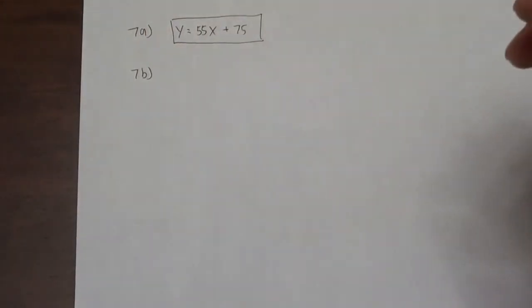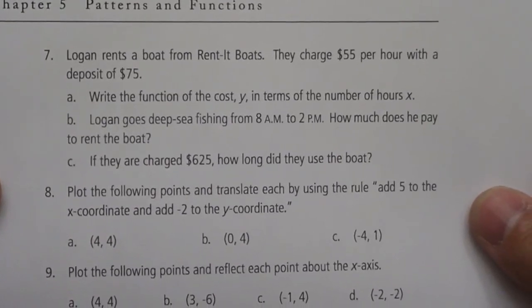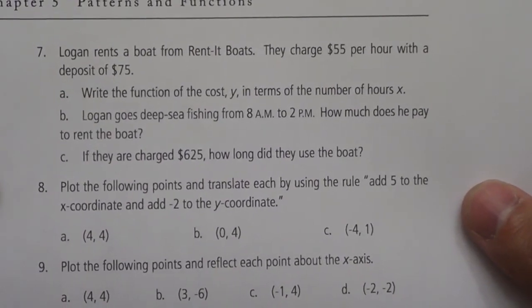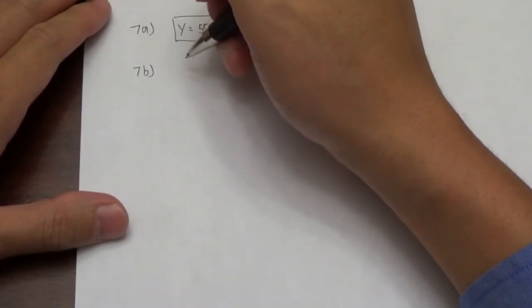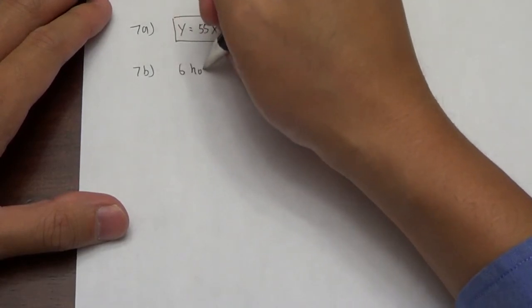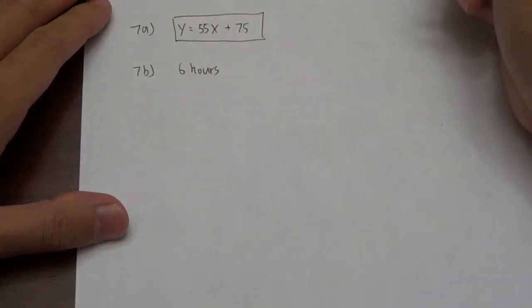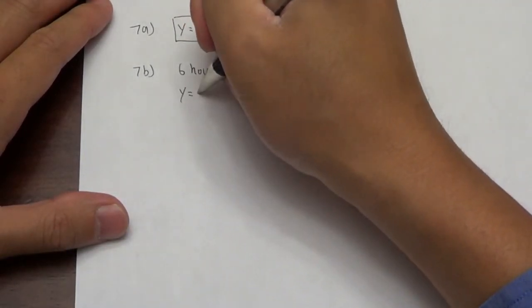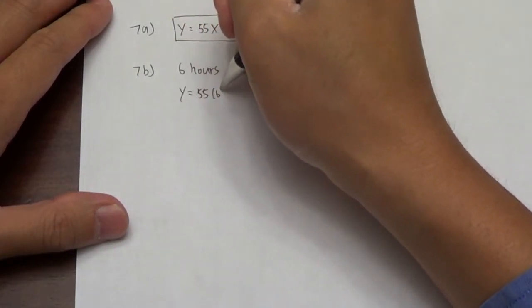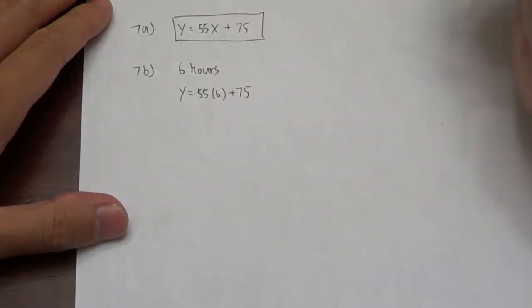Alright, 7b. Logan goes deep sea fishing from 8 a.m. to 2 p.m. How much does he have to pay? So from 8 to 2, that is 6 hours. So you just plug that into your equation. y equals 55 times 6 plus 75.